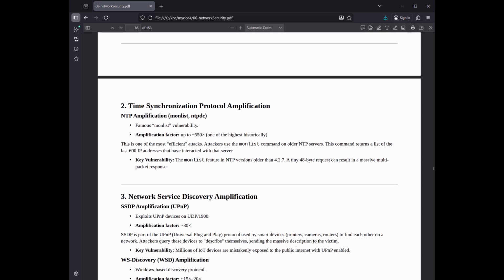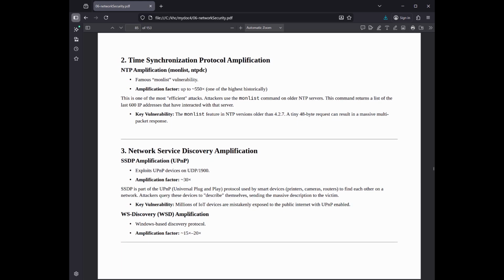2. Time synchronization protocol amplification. NTP amplification, monlist, ntpdc, the famous monlist vulnerability. Amplification factor: up to 550 times, one of the highest historically. This is one of the most efficient attacks. Attackers use the monlist command on older NTP servers. This command returns a list of the last 600 IP addresses that have interacted with that server. Key vulnerability: the monlist feature in NTP versions older than 4.2.7. A tiny 48-byte request can result in a massive multi-packet response.